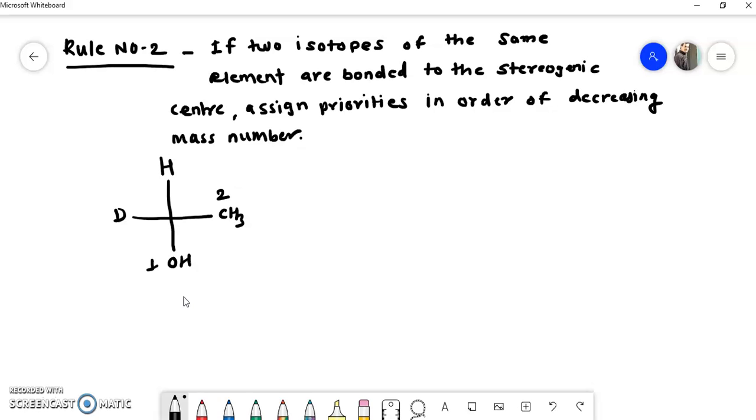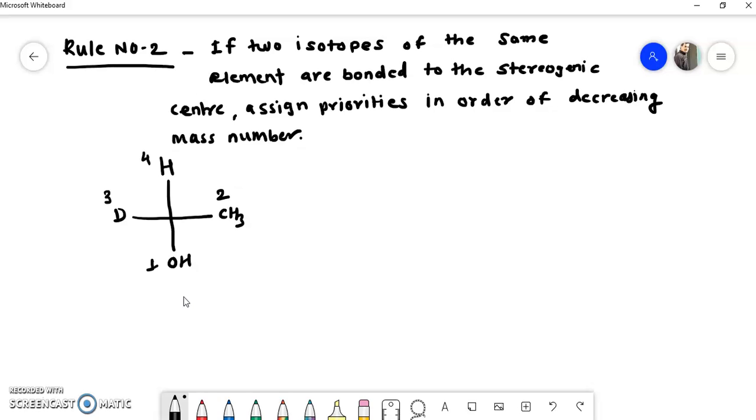Now atomic mass of this hydrogen is 1. Atomic mass of this deuterium is 2. So that's why this deuterium will get the third priority, and hydrogen will get the fourth priority. So if the two isotopes of the same element are bonded to the stereogenic center, then assign the priorities in order of their decreasing mass number. So this is rule number two.